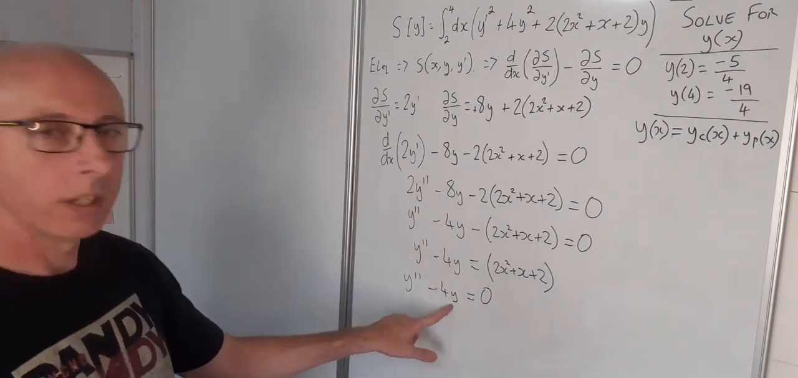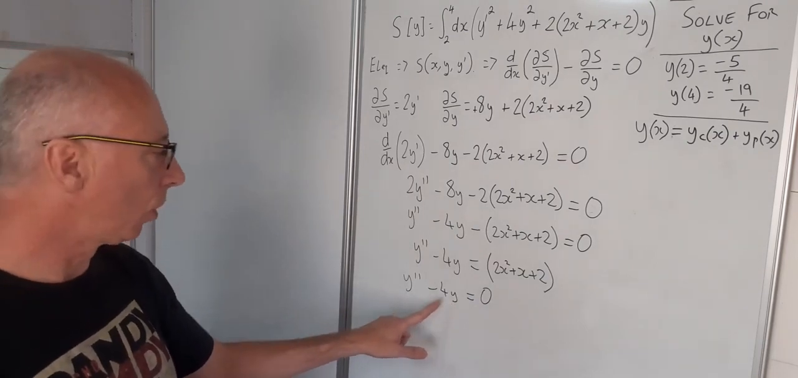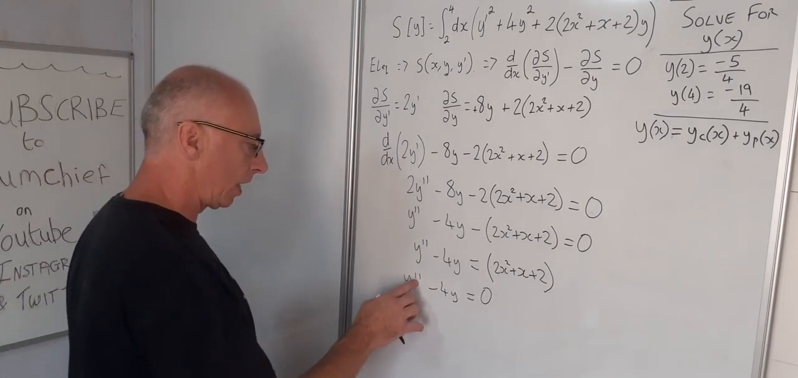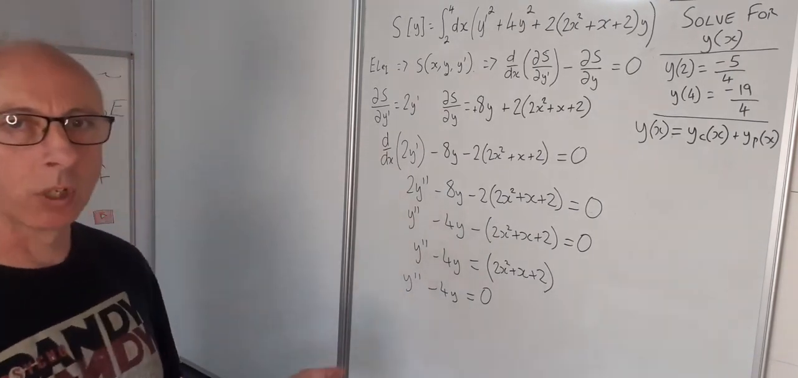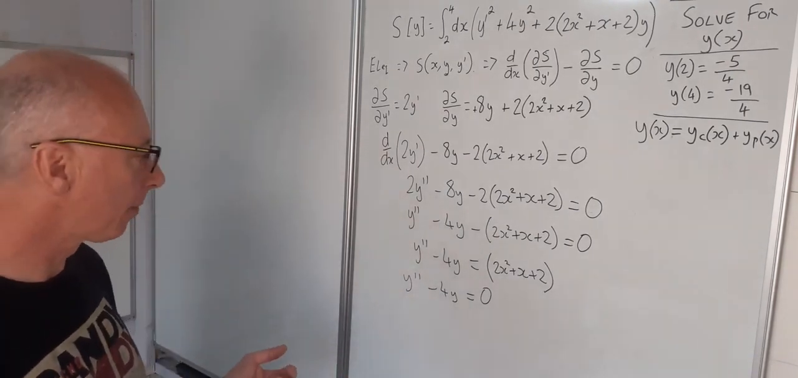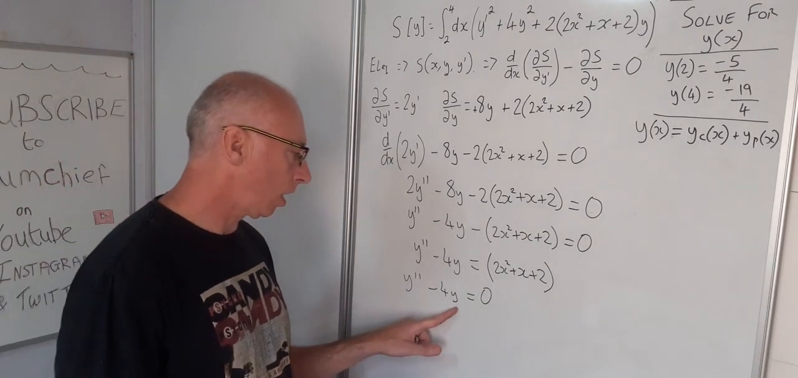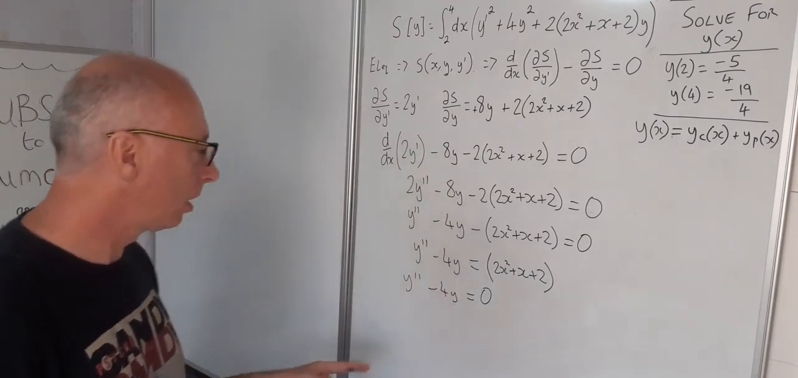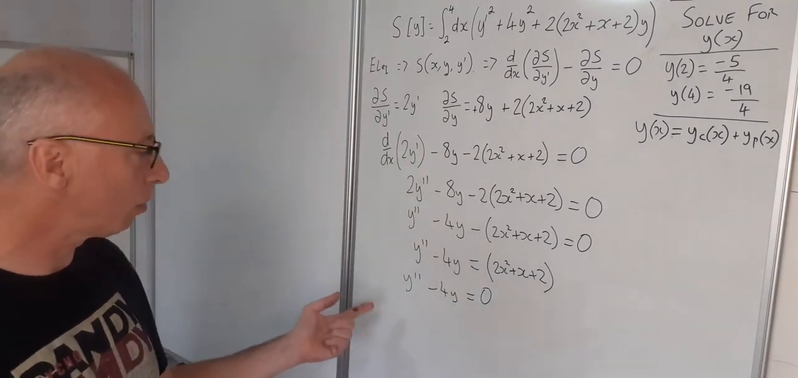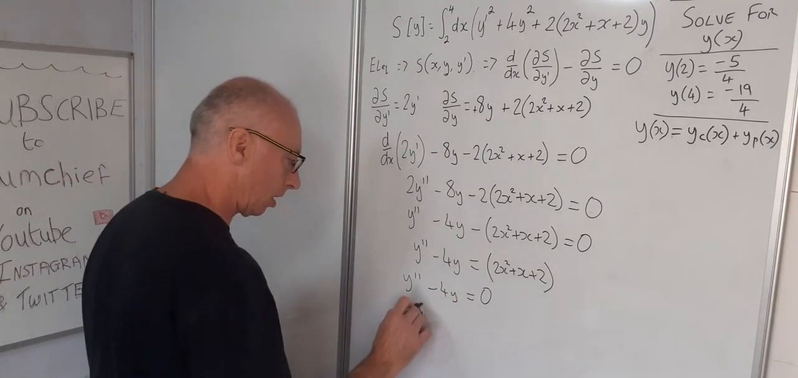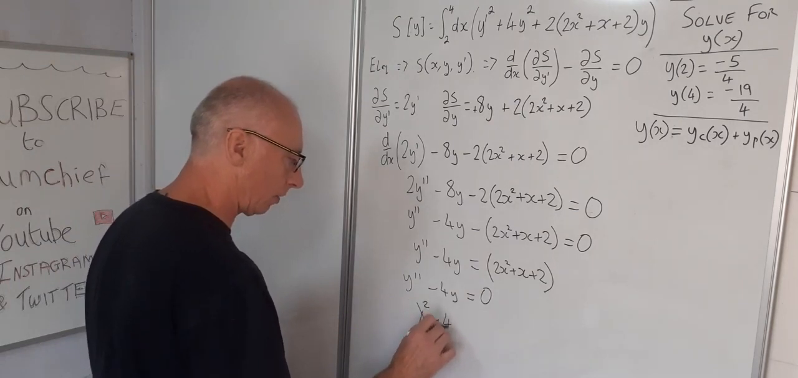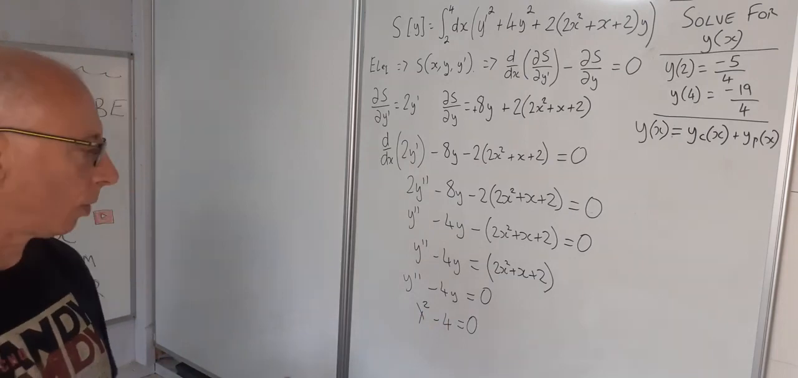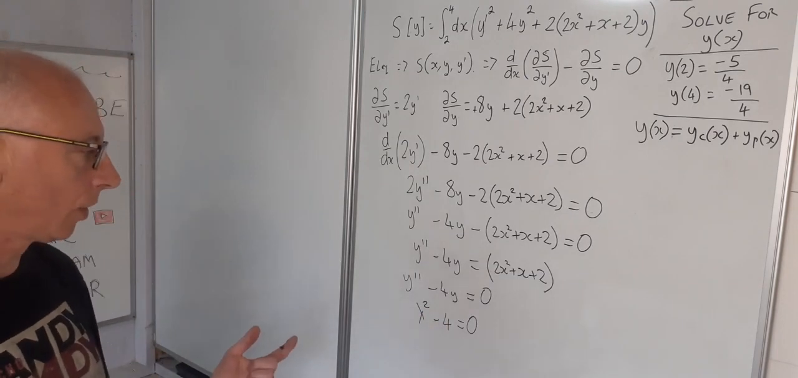The y's you just exchange for functions of lambda. So here, when it's a y double prime, that will become lambda squared. Here, when y is to the power of 1, that will become lambda to the 0. So basically it just becomes lambda squared minus 4 equals 0. That's all we need for our auxiliary function.